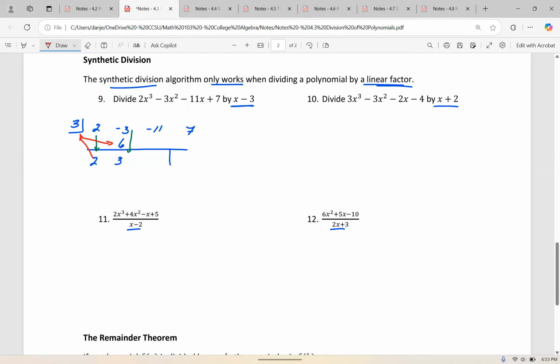Again, I'm going to multiply. 3 times 3 is 9, and I'm going to write that over here as 9. Negative 11 plus 9 is negative 2. Negative 2 times the 3 is a negative 6. 7 plus negative 6 is 1. So 1 is my remainder. Negative 2 is my constant. 3 is my linear term. 2 is my quadratic term.